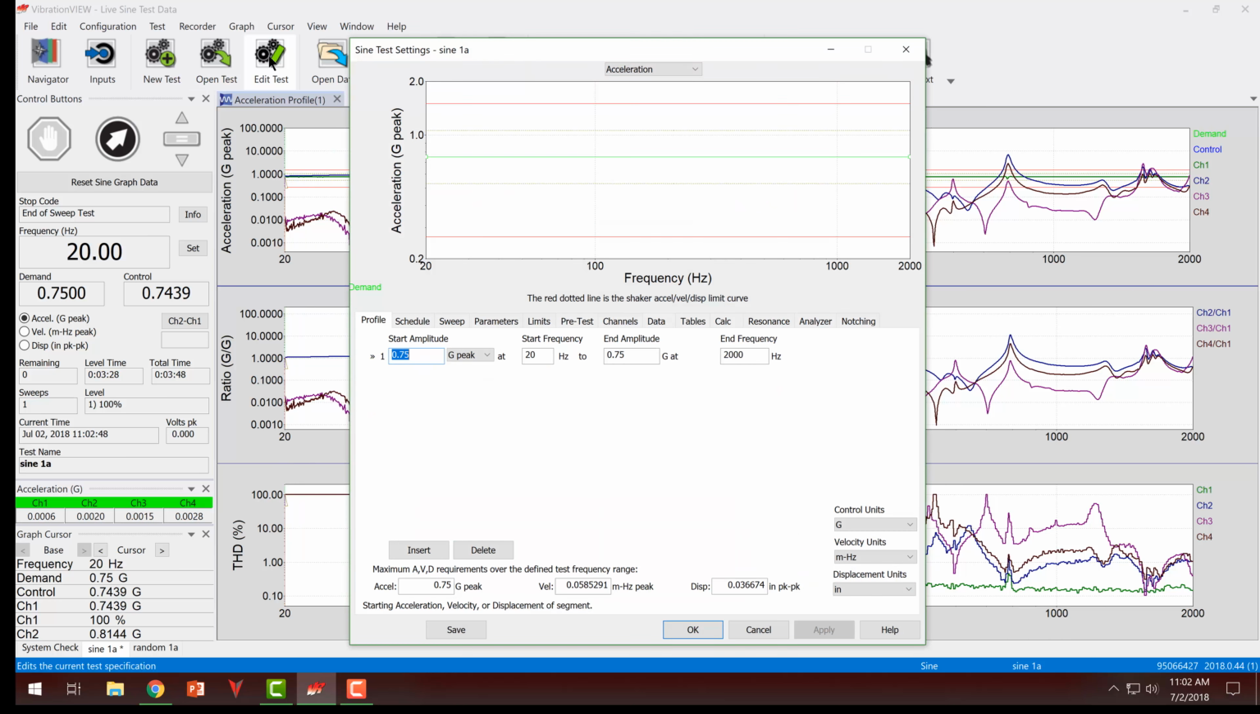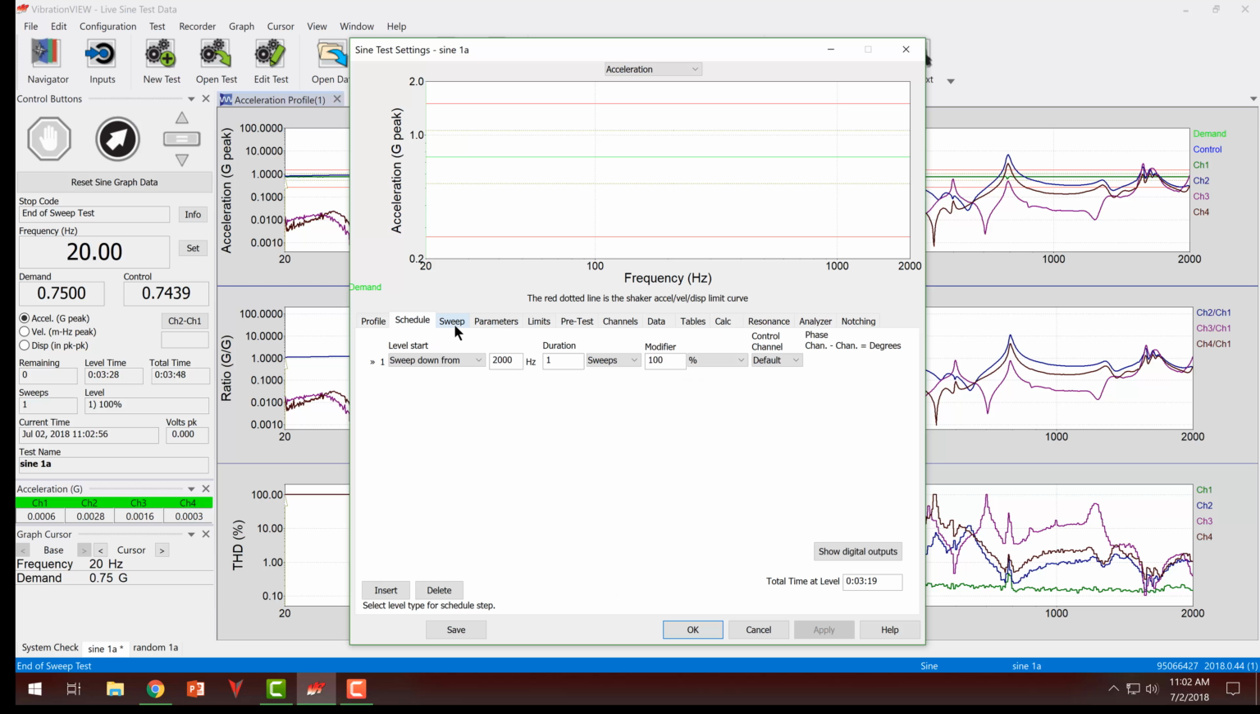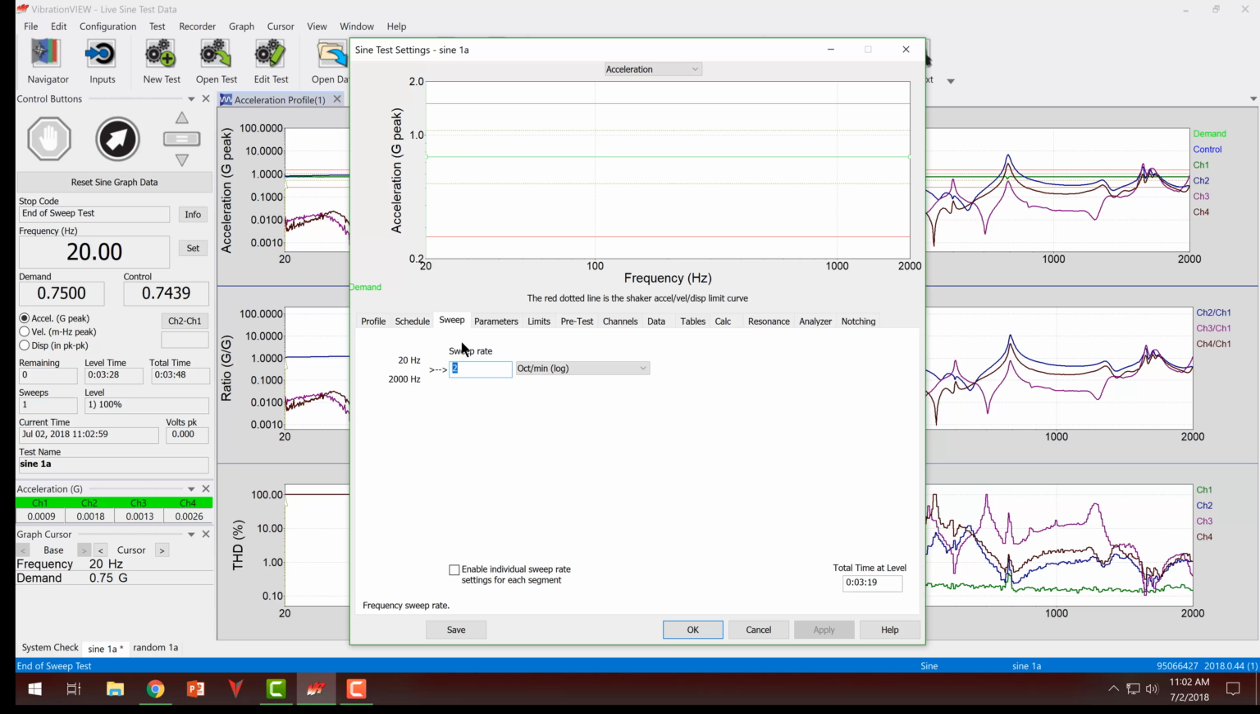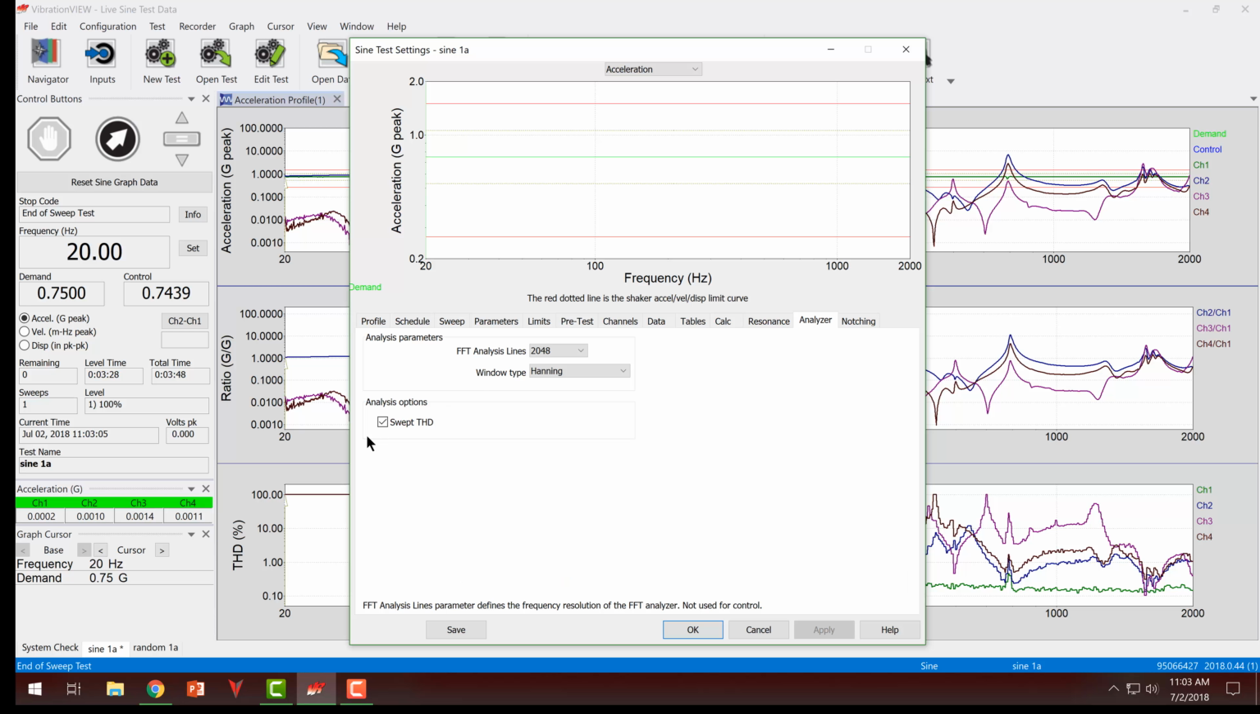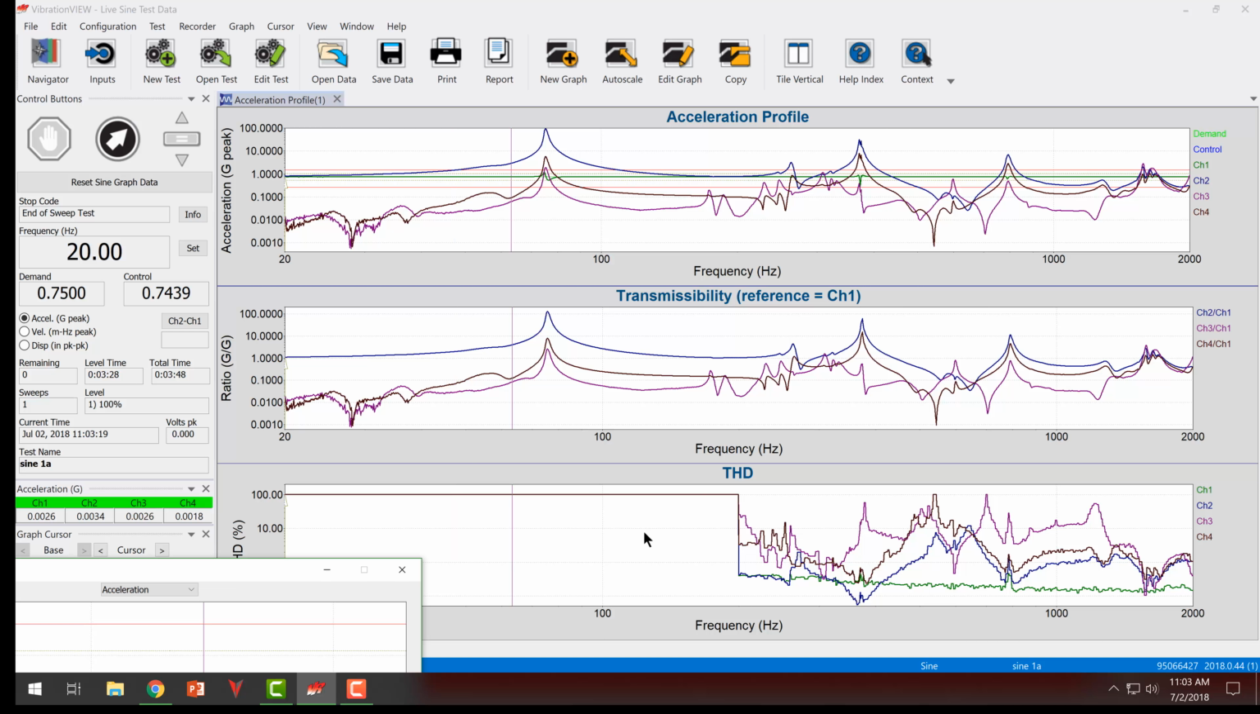Let's edit the test. We're going to run a 3/4 G peak from 20 hertz to 2000 hertz, and we're going to sweep down from 2000 and a sweep rate of 2. And let's go to this Analyzer tab. I have the swept THD on, but the FFT lines were low, 2048. That's what I just ran on this previous test. And because the value was so low, this is really junk data here. We aren't getting good values because the FFT lines are so low.